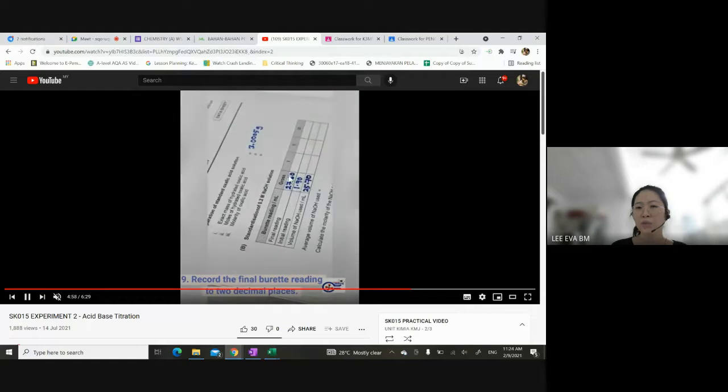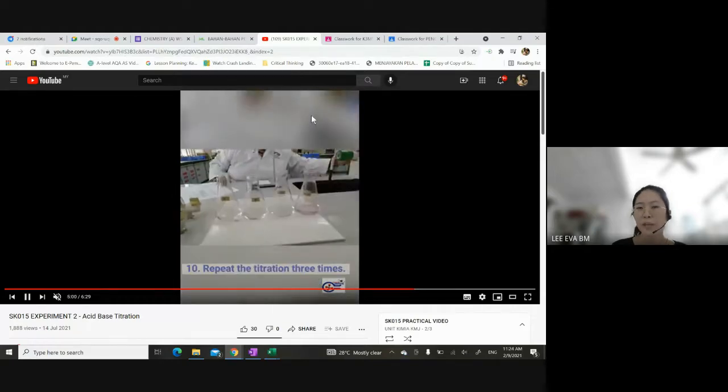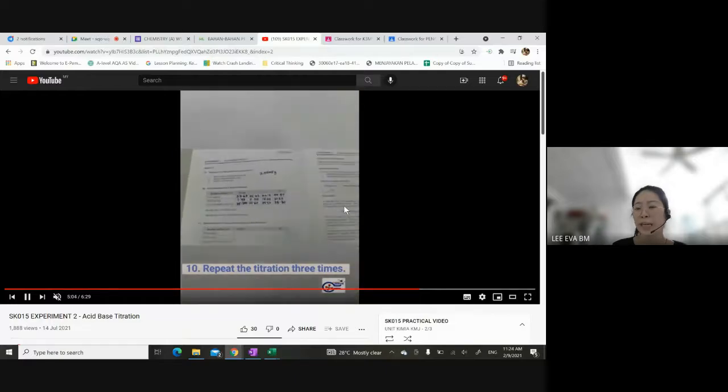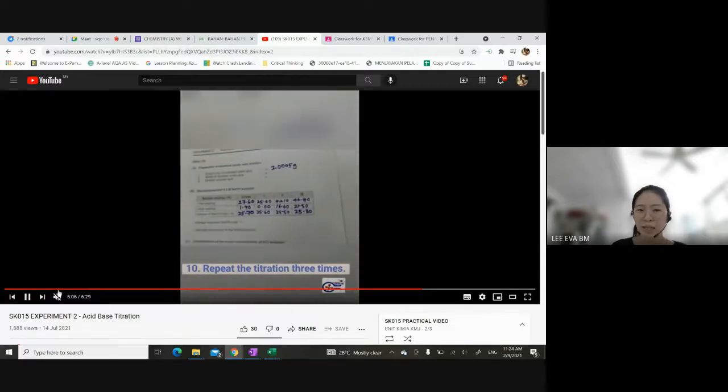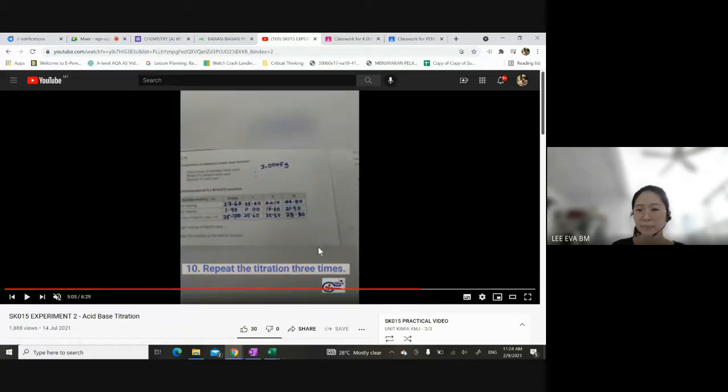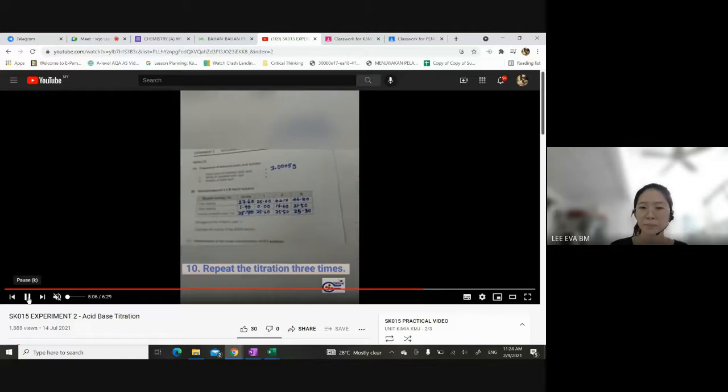So you need to repeat another three more times, until you get four conical flasks with all pale pink color. So this result, okay, you're going to use it in your lab report writing. Okay, yang 27.60, 1.90, all of this later on transfer into your lab report. Okay, that is for part B. So any questions for part B?